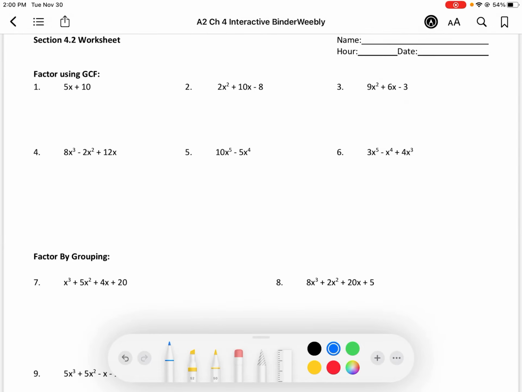Here is 4.2, find a GCF. Greatest common factor here is 5. So then what goes in the parentheses? Divide each of those terms by 5. You're left with x and 2.